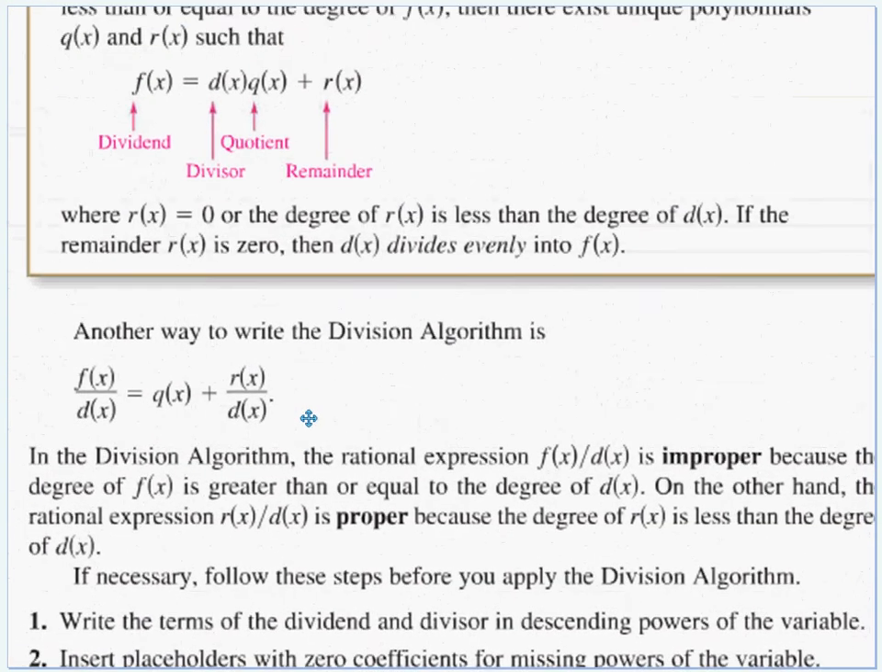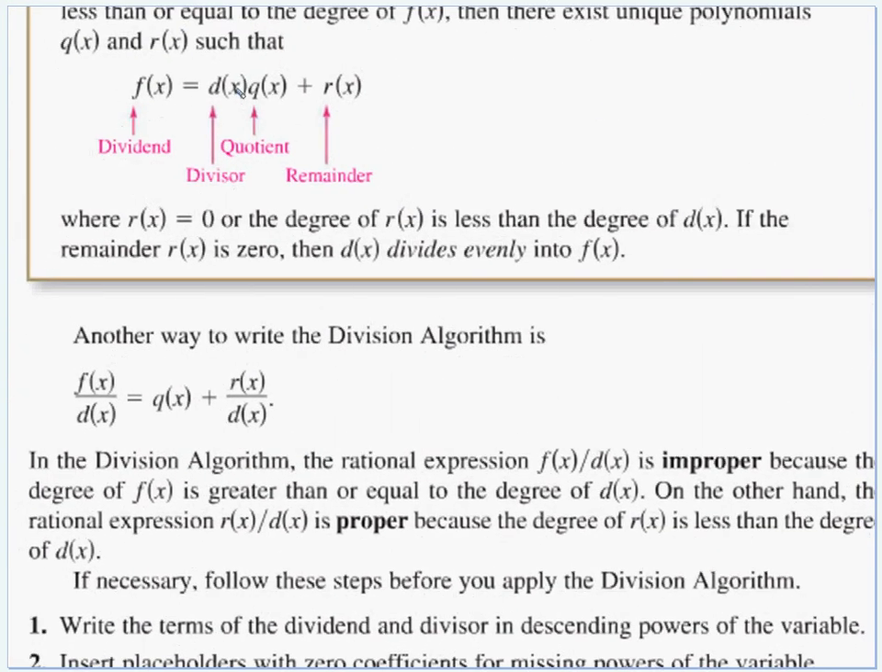And another way to write this division algorithm, if I just leave this here, is if we divide everything by d of x. So if I put a d of x under here, it's going to cancel, leaving just the q of x. And then here is the remainder. That's going to be divided by d of x. And a lot of times our remainders will look like a fraction. And that would mean we would divide our original dividend also by d of x.